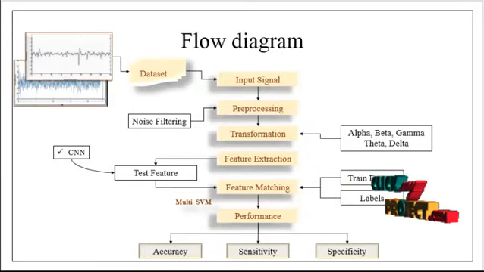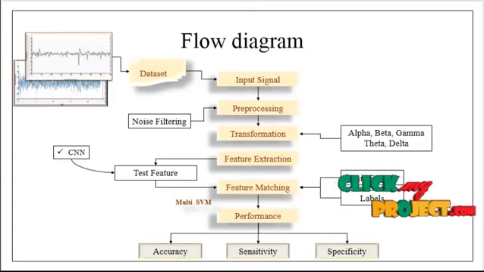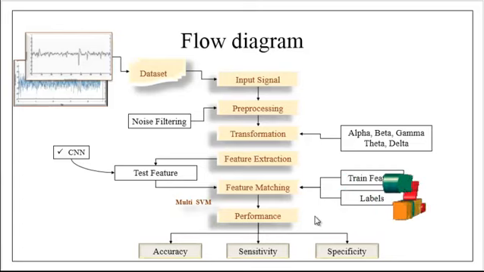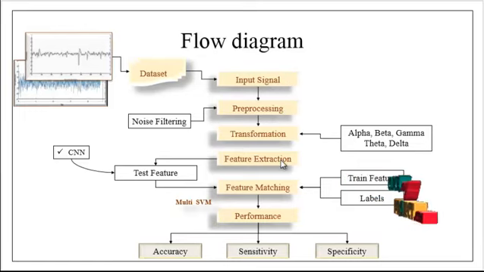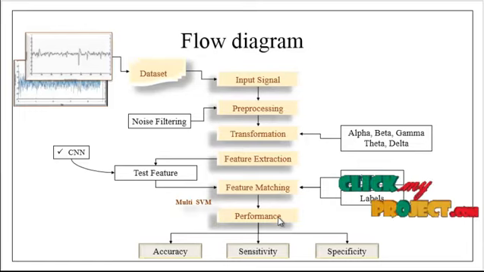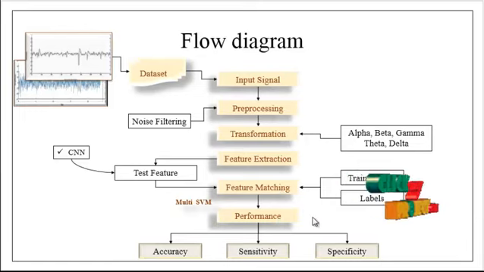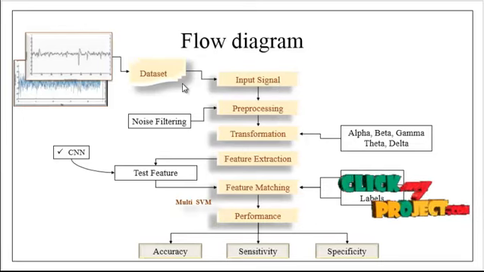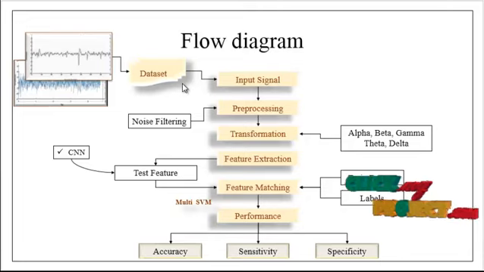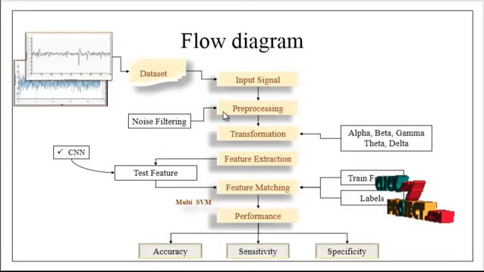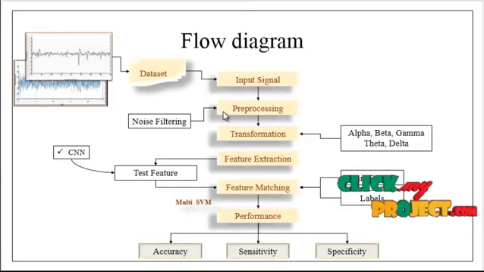Now we are going to discuss the flow diagram of the process. This is the overall working flow. This project consists of the steps input signal, pre-processing, transformation, feature extraction, feature matching, and finally performance estimation. These are the modules we have done in this project. At first, the input signal is taken from the dataset. The dataset is a folder which consists of a lot of signals, having both normal signals as well as abnormal signals. After getting any one signal from the dataset, we move to the pre-processing step.